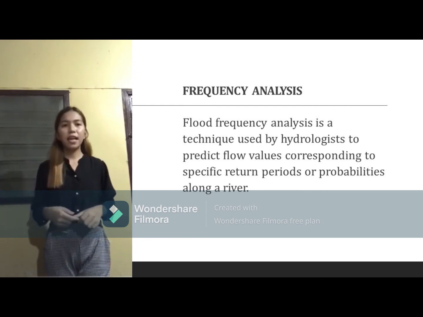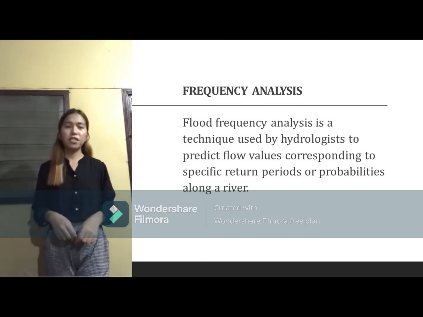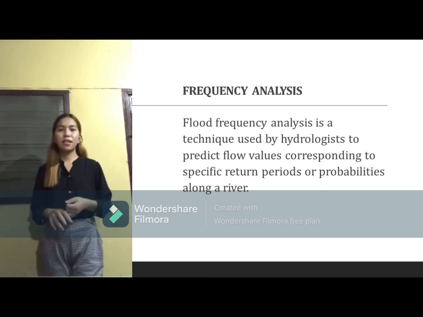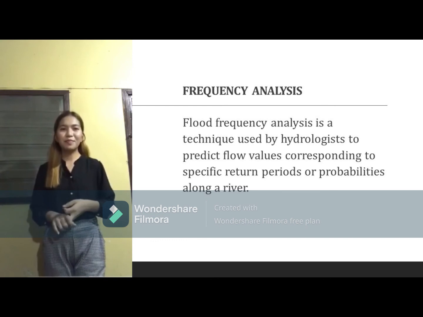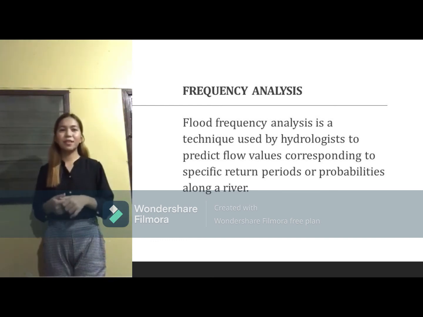Flood frequency analysis is used to calculate statistical information such as mean, standard deviation, and skewness, which is further used to create a frequency distribution graph.